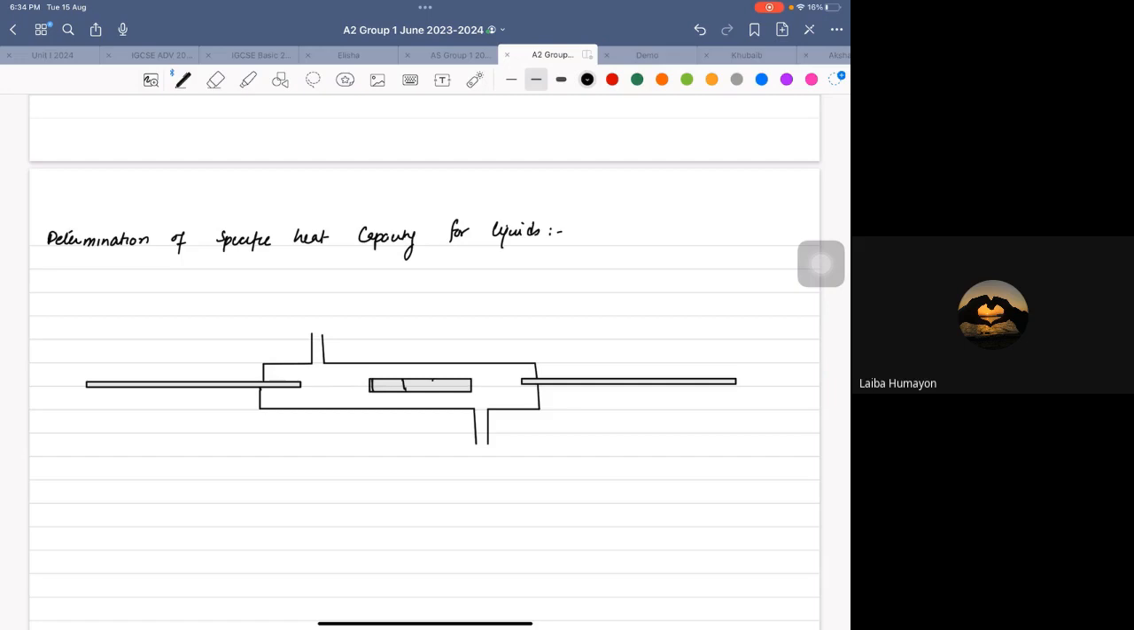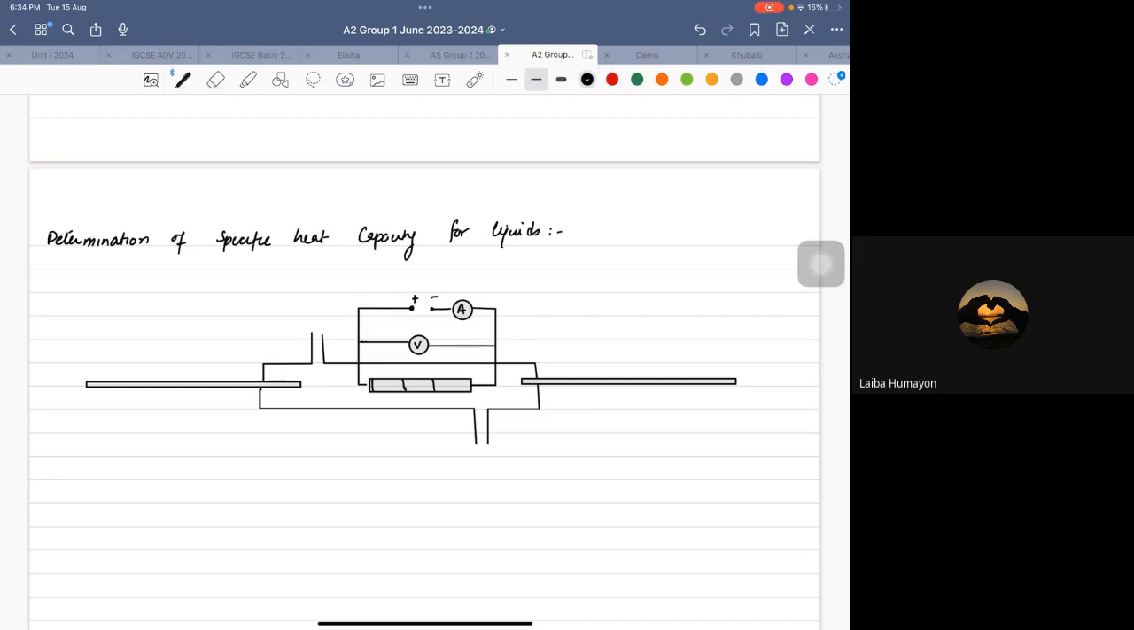Just put two lines, so it's a heater, and then put it like this. Then what you need to do is draw the positive and negative terminals. You also need to draw an ammeter to see how much current is going in. You also need to draw a voltmeter across this whole thing. All right, done. Voltmeter.